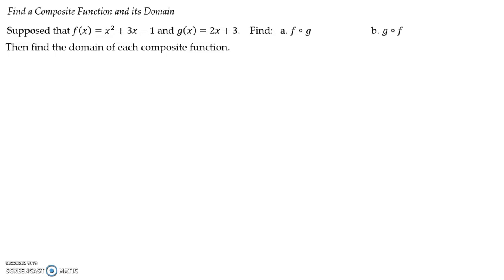In this example, we're going to be taking a look at forming a composition of functions, and then we're going to go ahead and take a look at its domain. So let's go ahead and work with the functions f of x equals x squared plus 3x minus 1, and we have the function g of x equals 2x plus 3. And let's go ahead and take a look at part A for this example. We want to find f follows g.